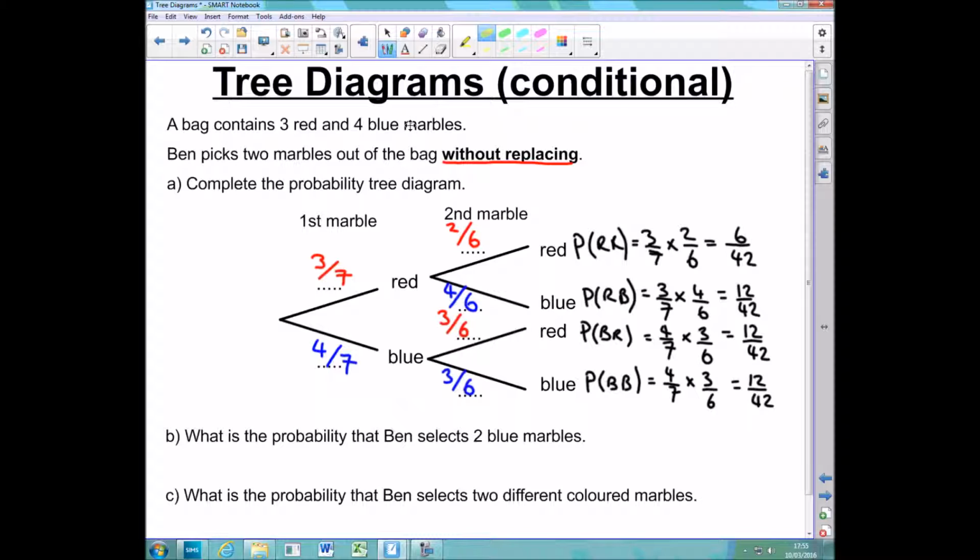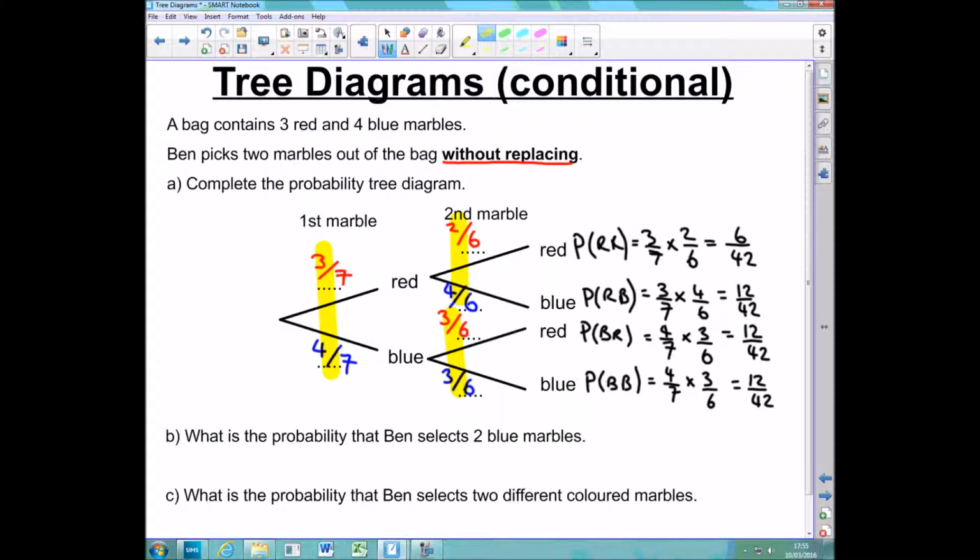Now again, just like we did in the last question, we're just going to double check that all of this is right. So these two need to add up to 1, and 3/7 and 4/7 is 7/7, which is the same as a whole, so that's fine. 2/6 and 4/6 add up to 6/6, which is a whole, that's fine. And 3/6 and 3/6 also add up to 6/6, which is a whole, and that's fine too.